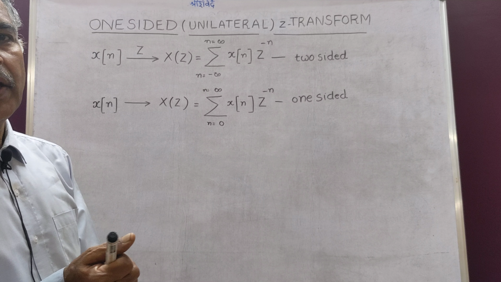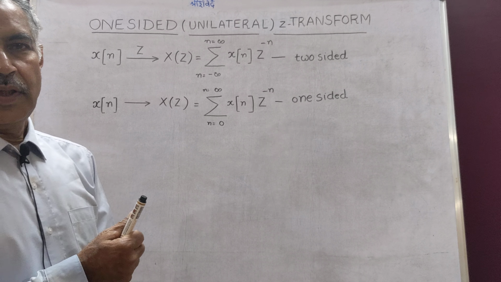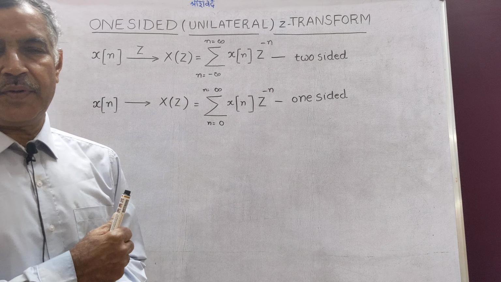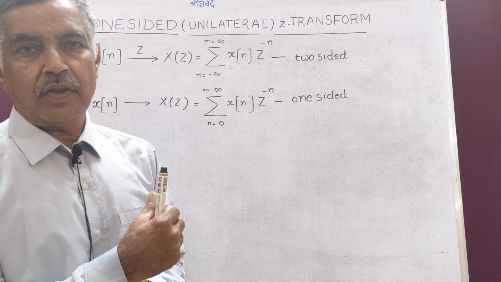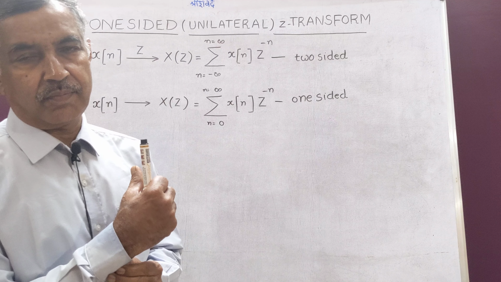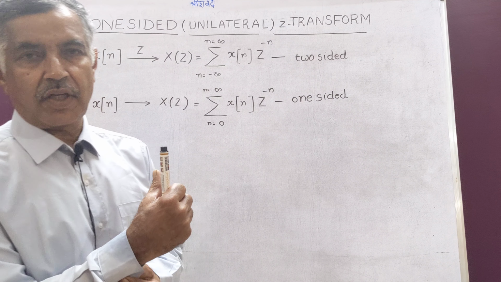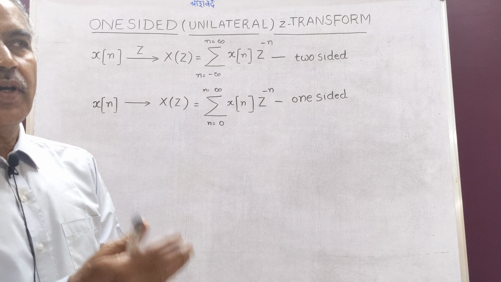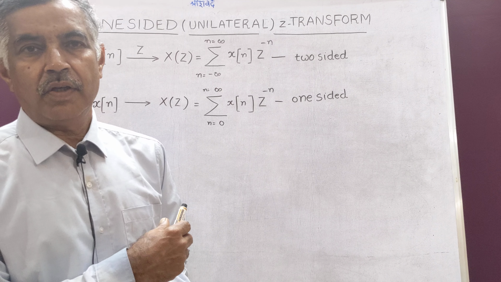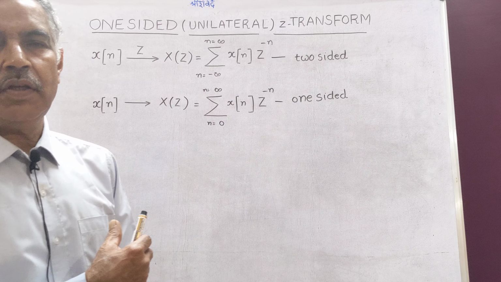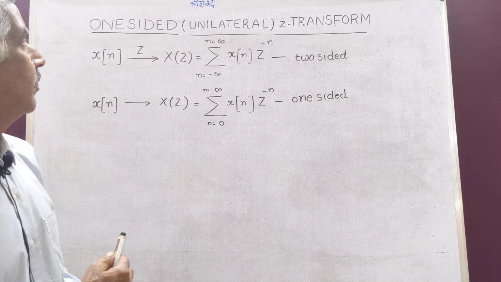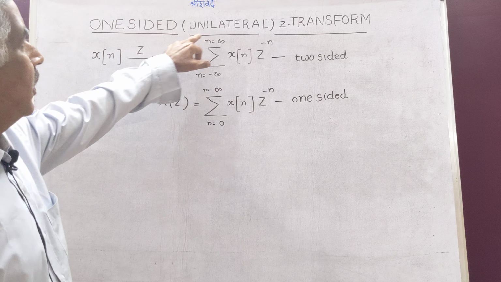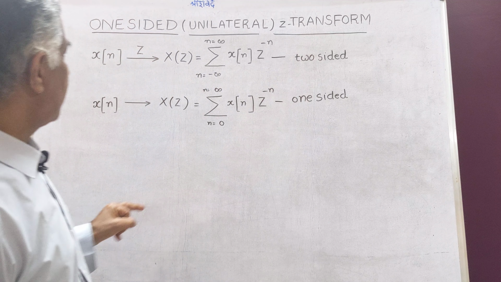Today I will start a new topic in Z transforms. The Z transforms done so far are referred to as the two-sided, or double-sided, Z transform. From now onwards we have to deal with what is known as the unilateral Z transform, or one-sided Z transform.